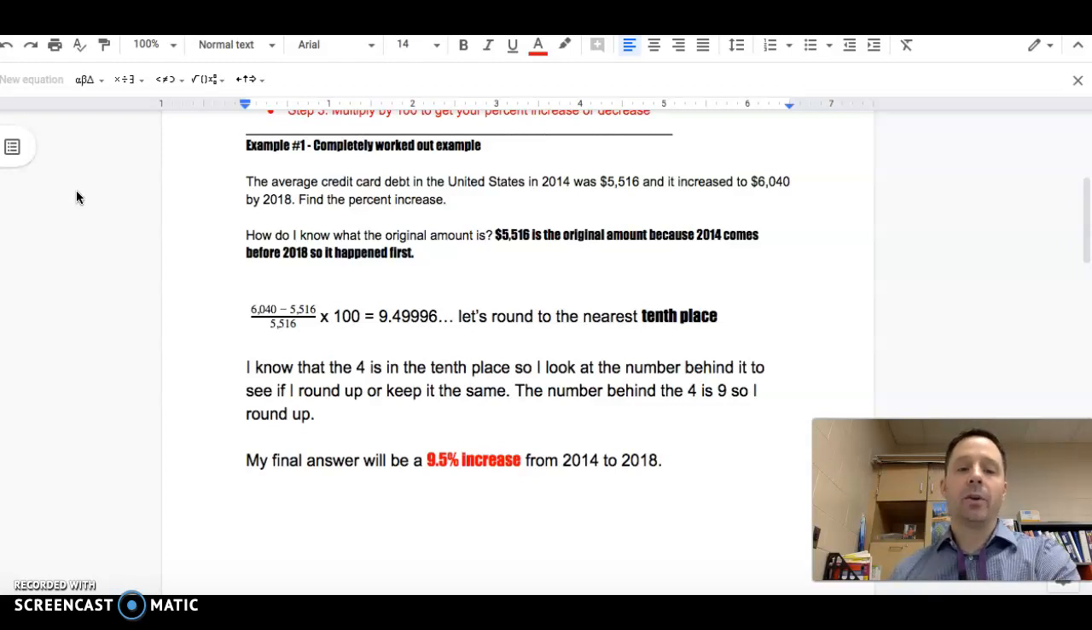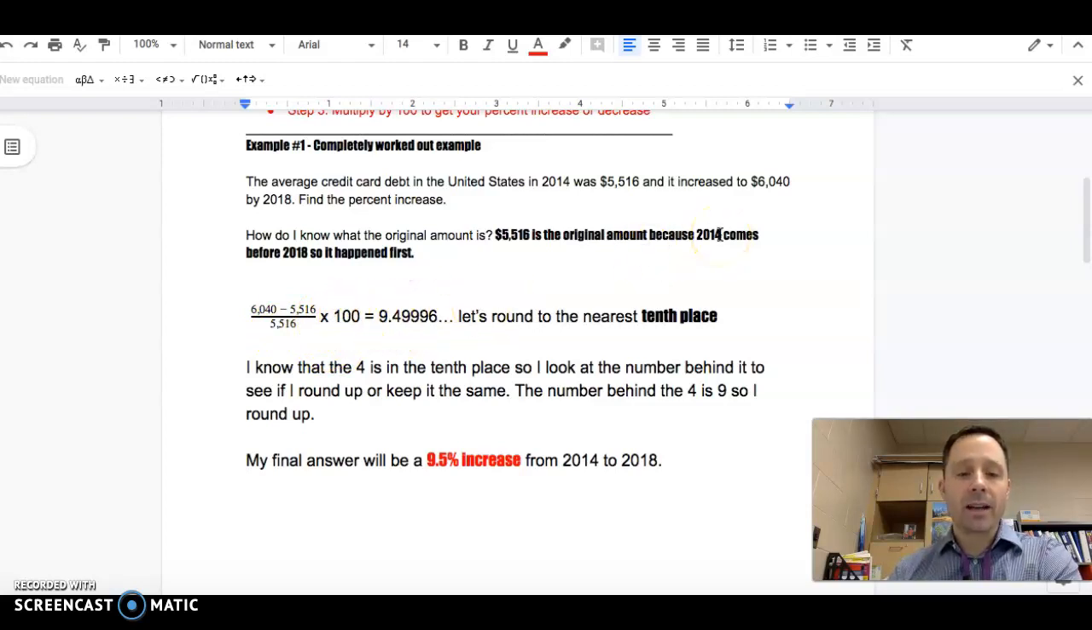All right, so here is me using our formula. I take our two numbers given in the problem and always take the bigger one and subtract the smaller one from it. So 6,040 minus 5,516. And then we're going to divide that by the original amount, which is this number right here. So look, guys, you're only using the two numbers in the problem. You're subtracting them from each other and then dividing by the original amount. And then you times it by 100 to get it into the percent.